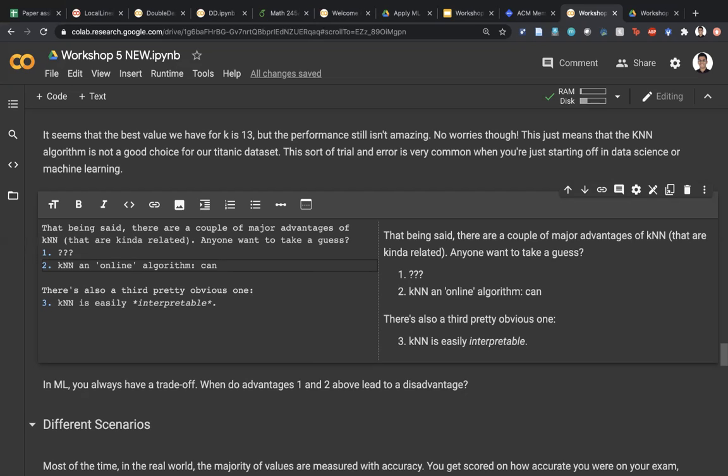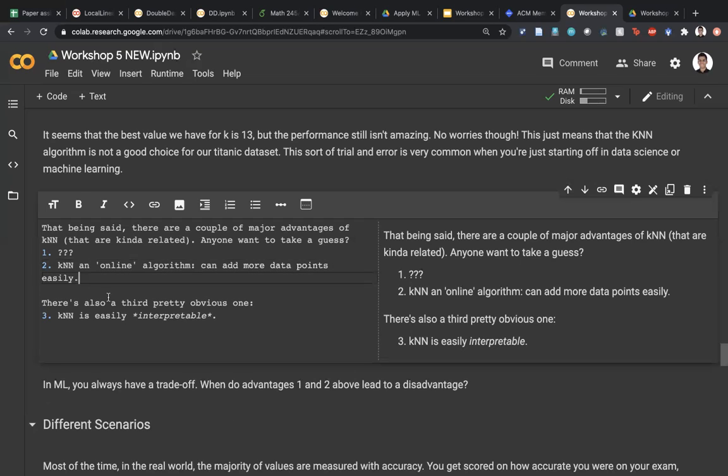So this is a big advantage. If you start off with 100 data points and someone gives you 5 more at a later stage in your training data, you don't have to retrain the model at all. You can basically make use of these new data points almost instantaneously. So you can add more data points easily. That's one major advantage.